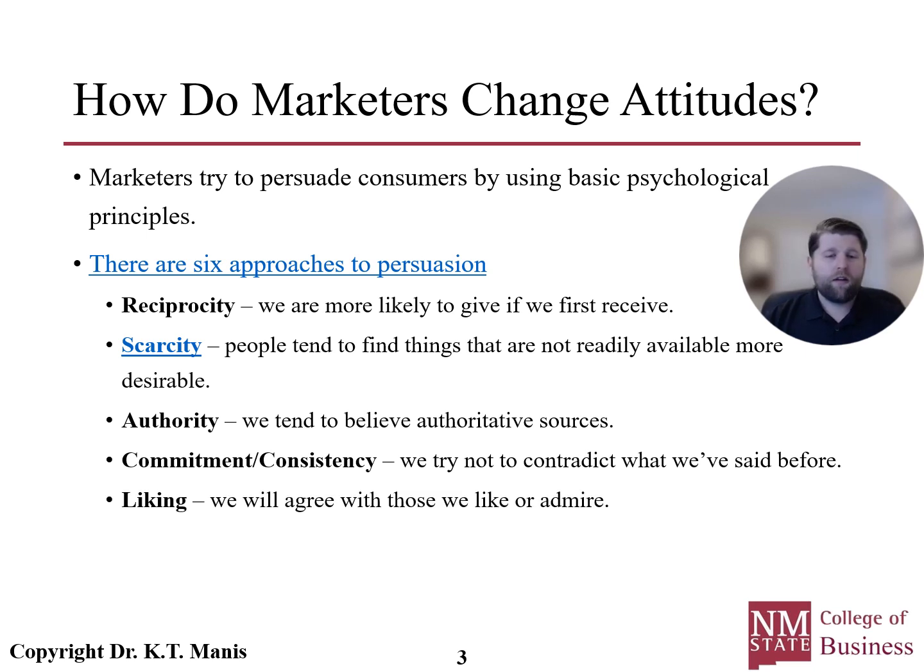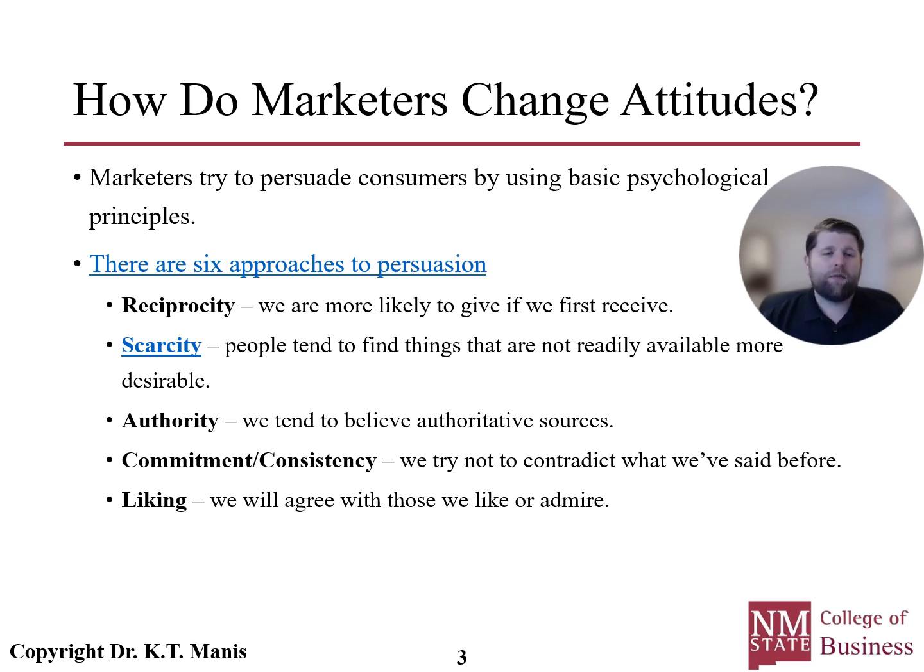The fifth approach to persuasion is liking, where this states that consumers will agree with those they like or admire. Salespeople work to establish common ground with their prospects. They determine if the customer is a golfer, a football fan, a graduate of the same university, or other means to try to build likability.